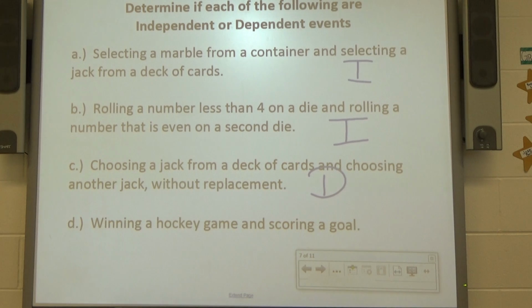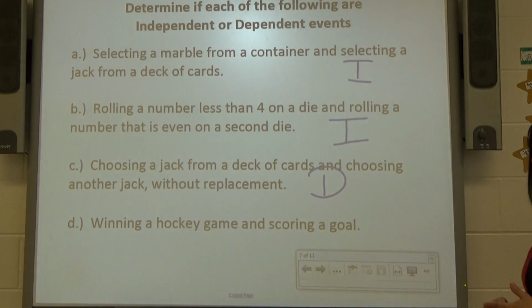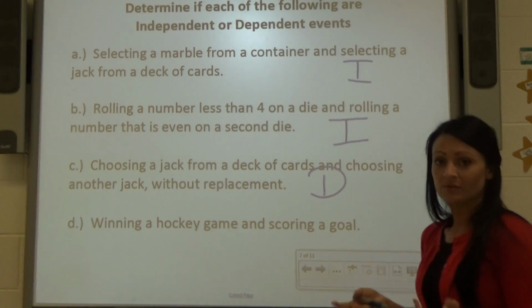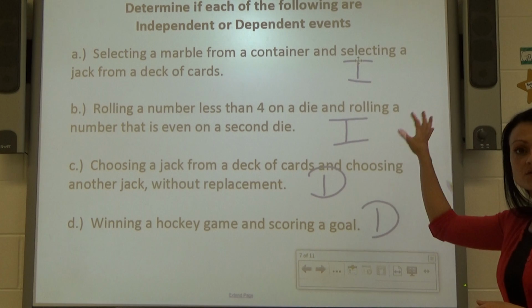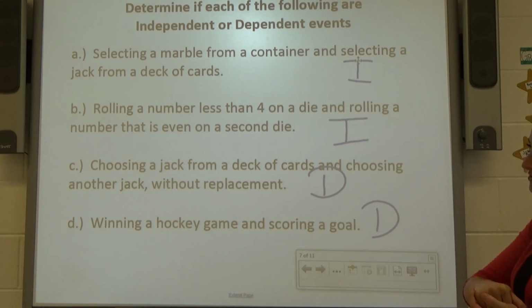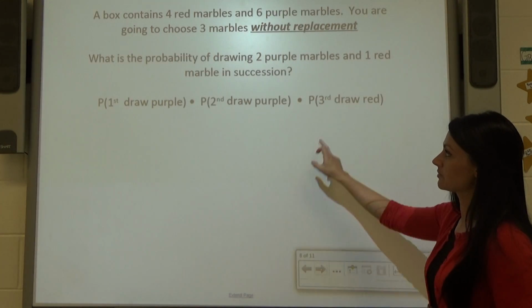Part D, winning a hockey game and scoring a goal. In order to win a game, you have to score a goal. So that's going to be a dependent scenario as well. So we're going to kind of use what we just walked through here to figure out some example problems together.